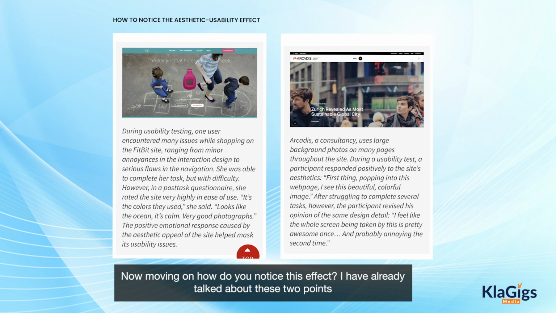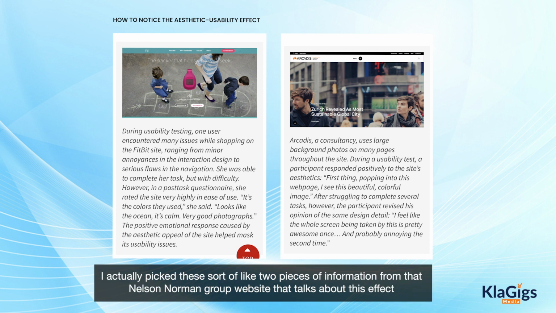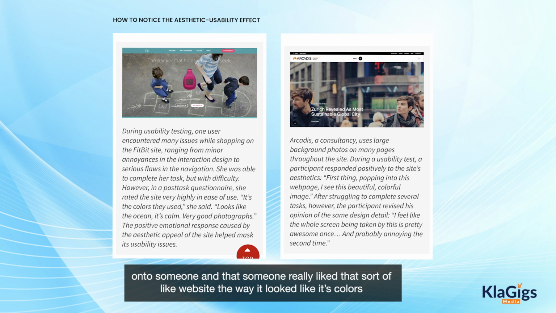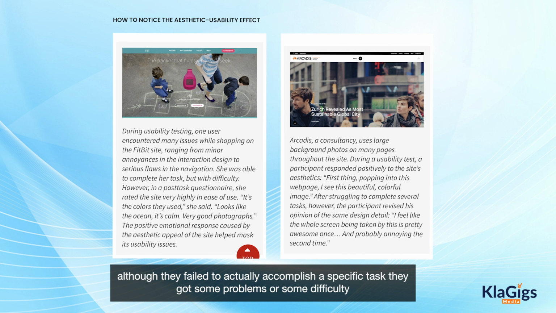Now, moving on, how do you notice this effect? I've already talked about these 2 points. I actually picked these 2 pieces of information from that Nielsen Norman Group website that talks about this effect. They actually do tests, and in this first piece, they show that they tested this website on someone, and that someone really liked the way it looked, its colors. Although they failed to actually accomplish a specific task, they got some problems or some difficulty.